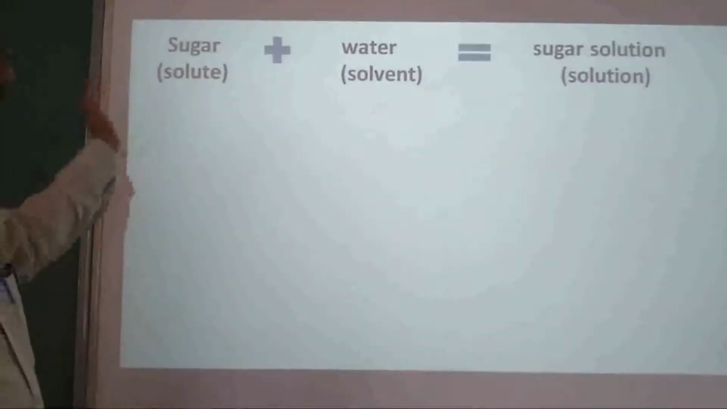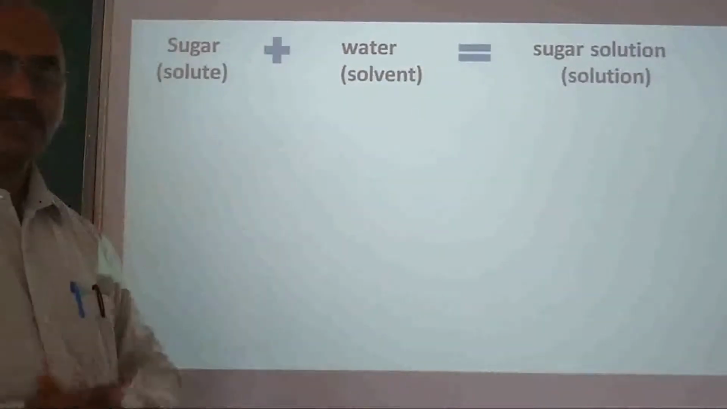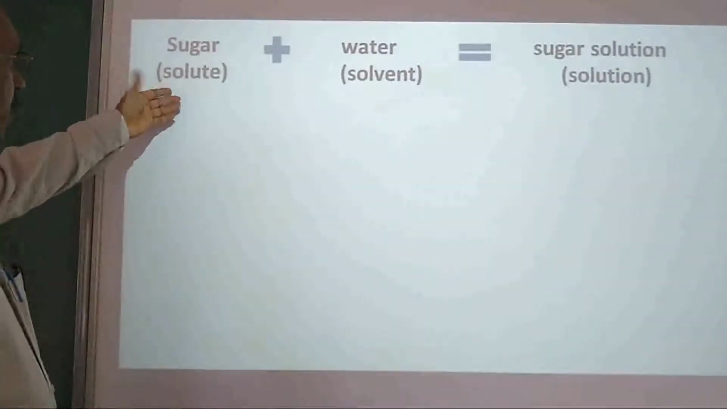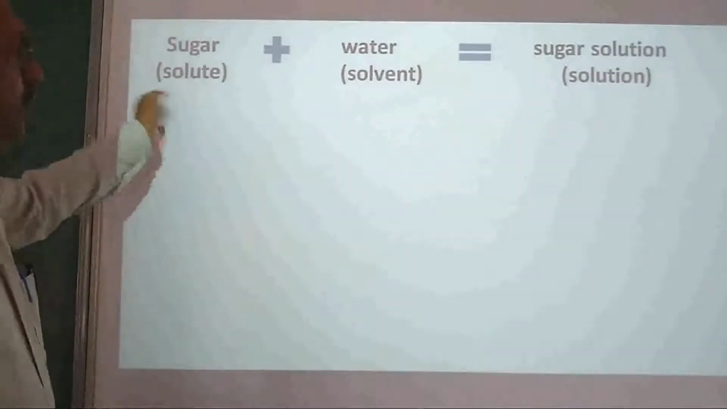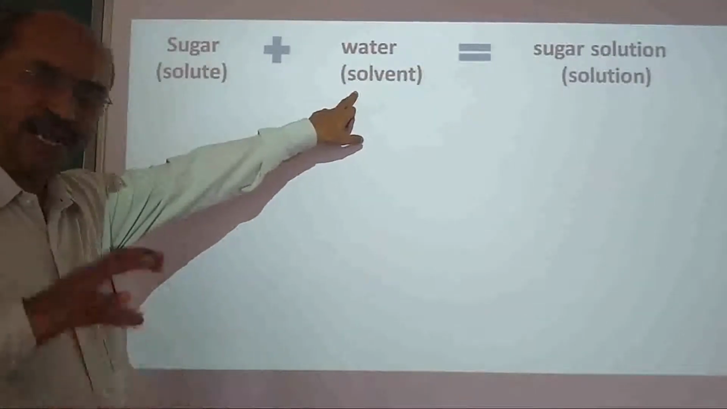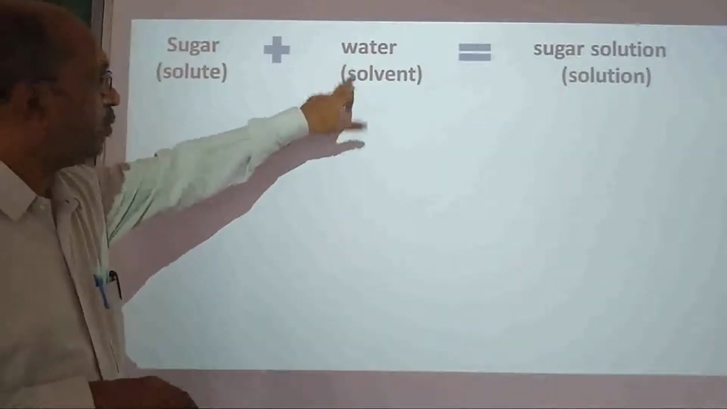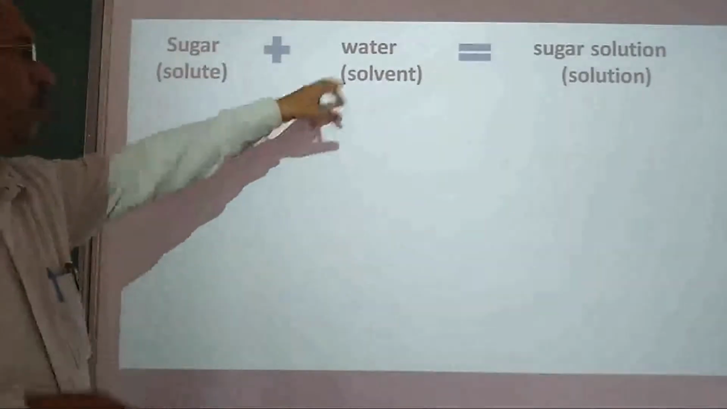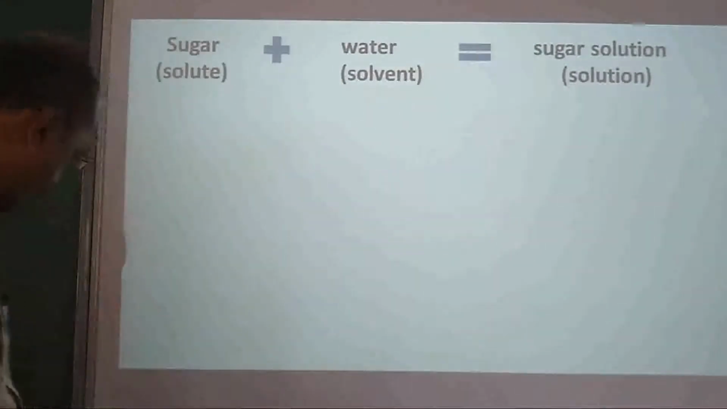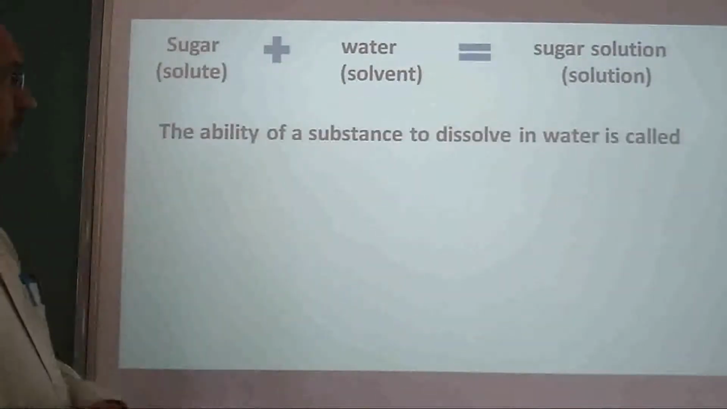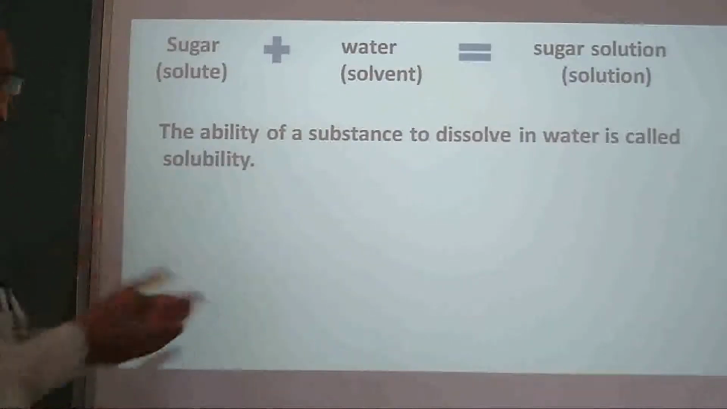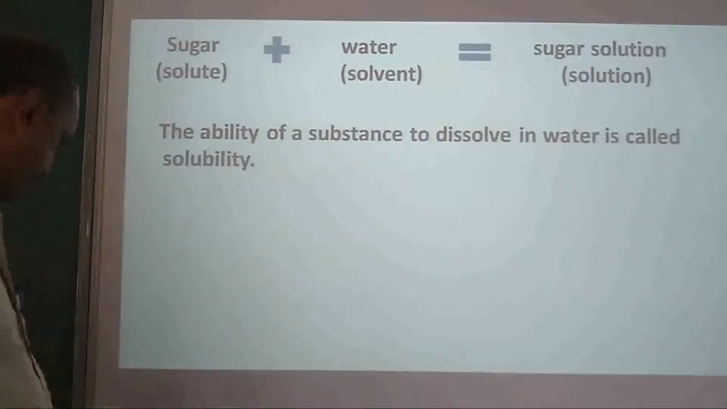And when we mix both, we will get the mixture that is called sugar solution. So solutes are substances which are in small quantity that dissolve in water. And what is a solvent? Solvent is a substance or a liquid which is in larger quantity and which makes the solid dissolve in it. And what is a solution? Solution is nothing but a mixture of solute and solvent. So the ability of a substance to dissolve in water is called solubility. So this is the property of soluble substances.